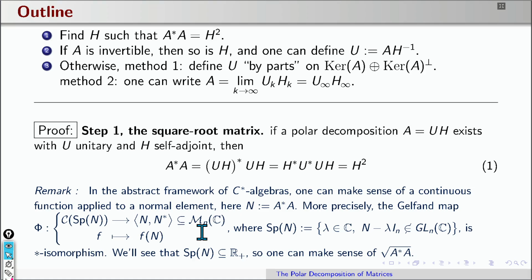The spectrum is a set of eigenvalues. So here it's a sledgehammer to crack a nut, because continuity on a finite set is not any condition. You can take any function. In particular, because the spectrum is positive, you can take the square root.